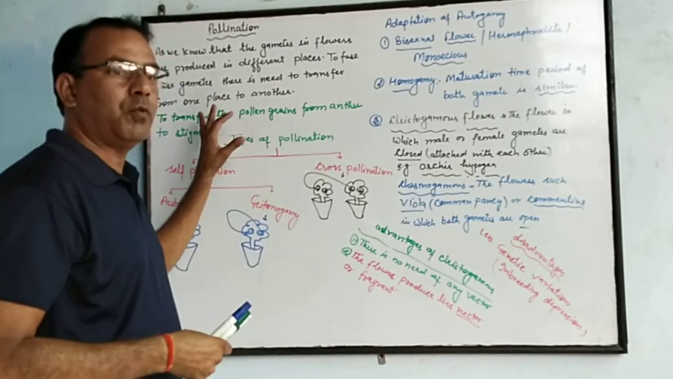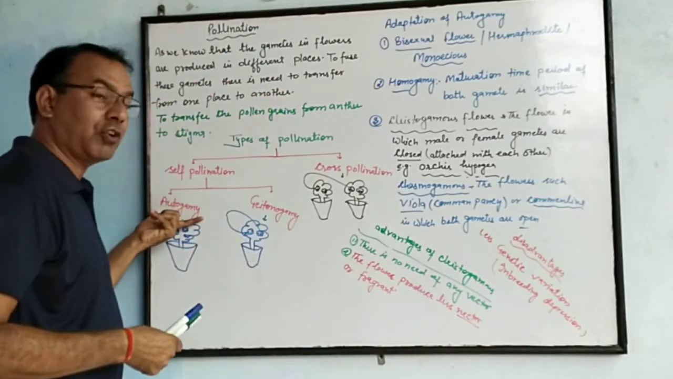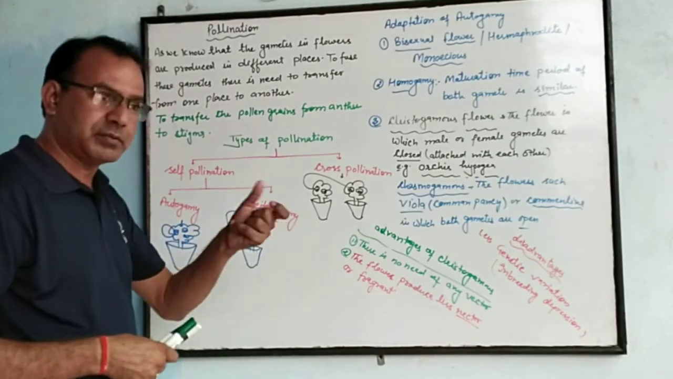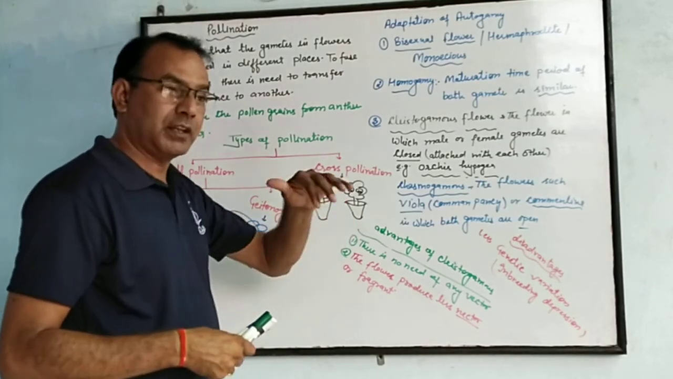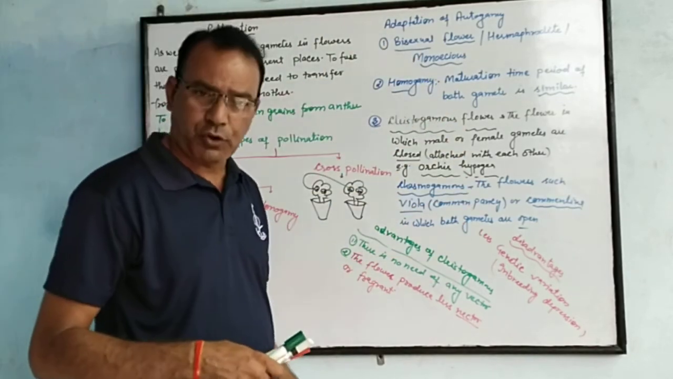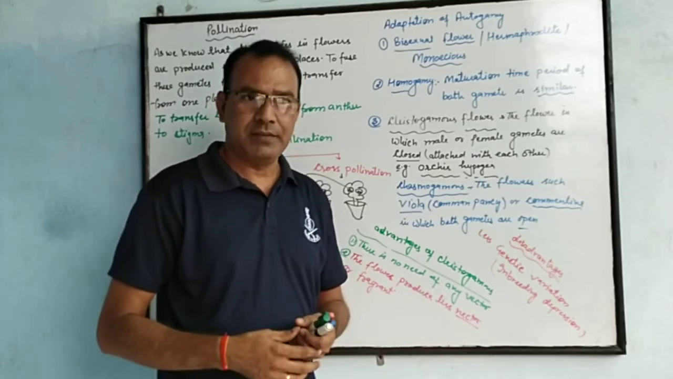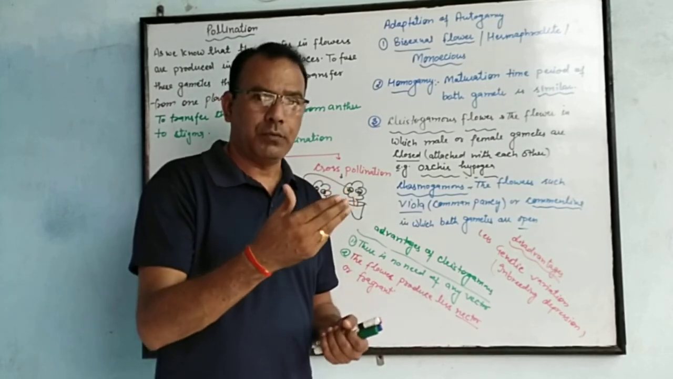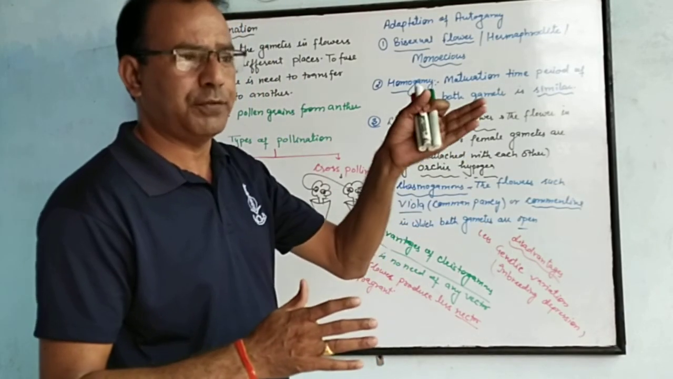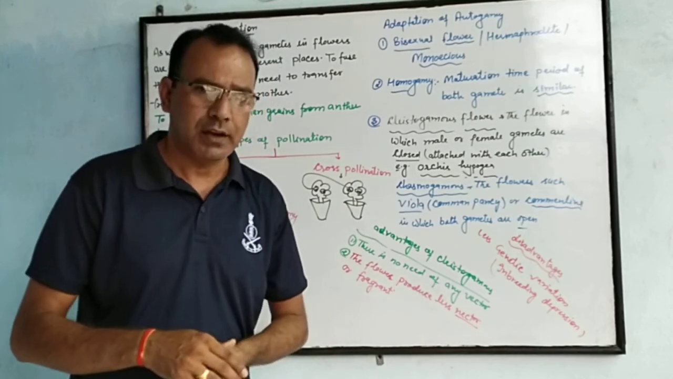We have studied what pollination is and the types of pollination: autogamy, same flower, same plant; geitonogamy, another flower of the same plant; cross pollination, another flower of another plant; and what the adaptations of autogamy are. In the next part we will discuss the pollen agents, meaning the vectors which act to transfer the pollen grain from anther to stigma. Those are called pollen agents. We will discuss in a later part.